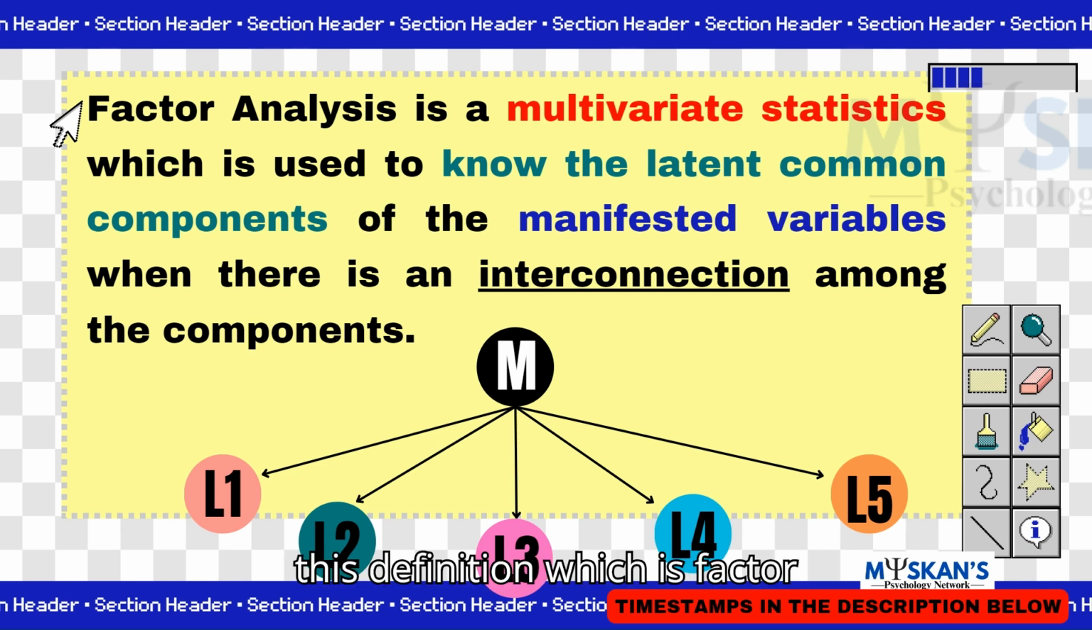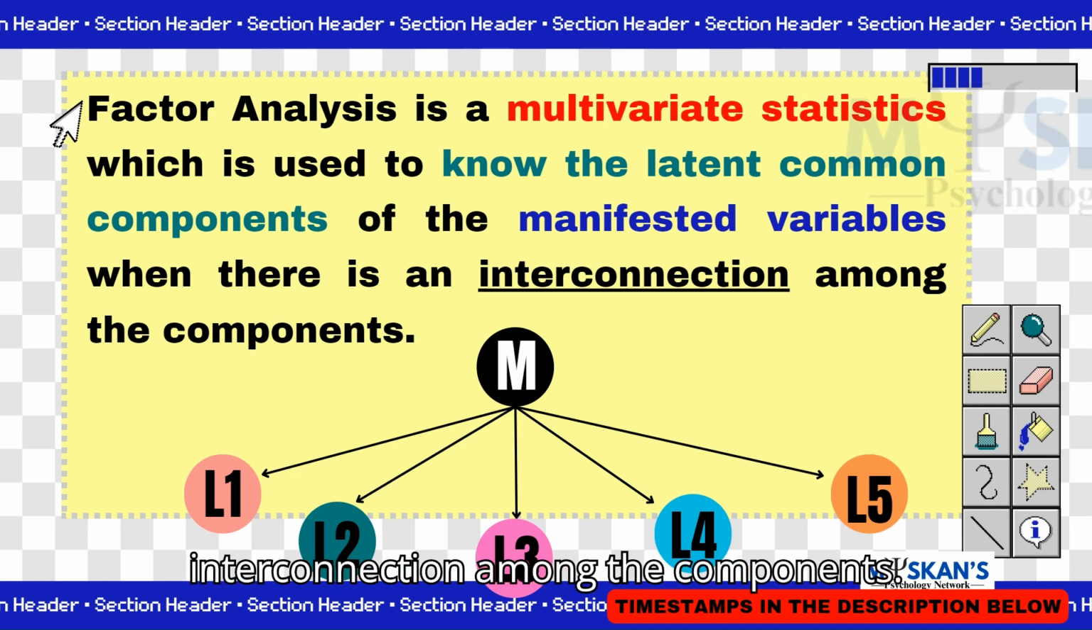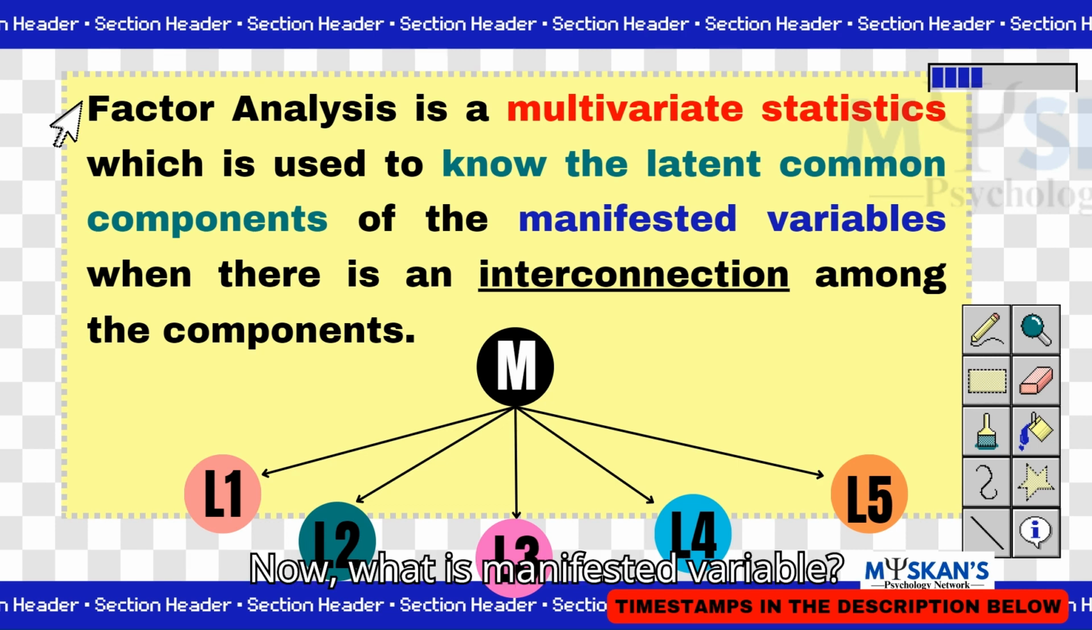Now let's read this definition, which is: factor analysis is a multivariate statistics which is used to know the latent common components of the manifested variables when there is an interconnection among the components. Now, what is a manifested variable? Manifested variables are variables which you cannot observe, but you can definitely measure them. There are a lot of manifested variables in the psychological domain, if I have to say.